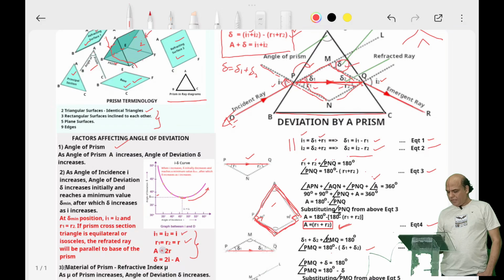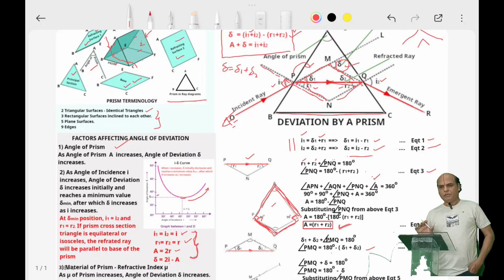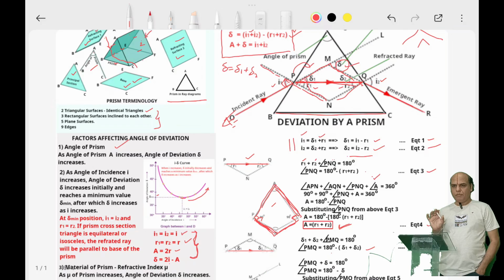A will be R1 plus R2. In this case it is R, so A will become 2R. So the angle of prism is given by 2R, and angle of deviation is I1 plus I2 minus A. I1 and I2 are equal, so it is 2I minus A. These are the relationships under that specific condition at the minimum deviation position of the prism.